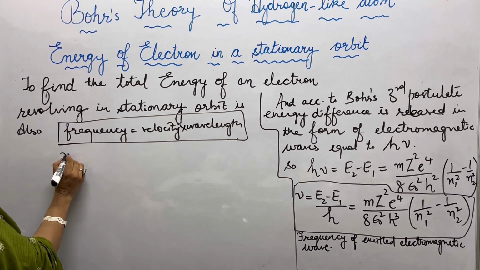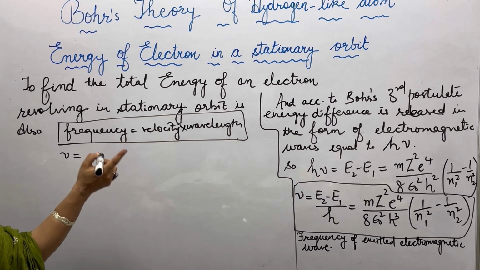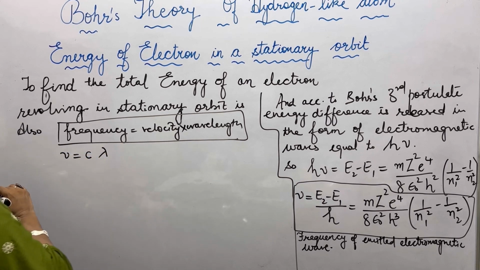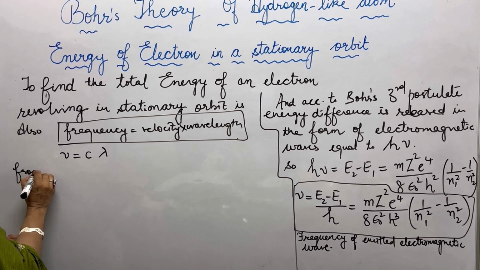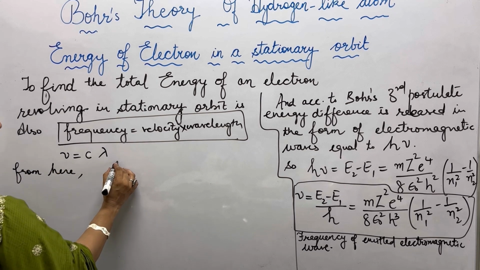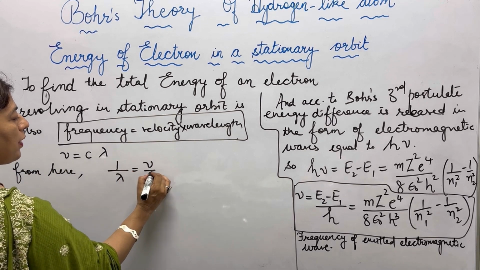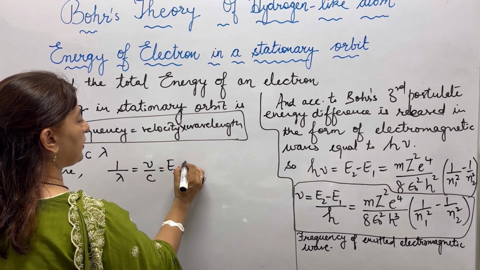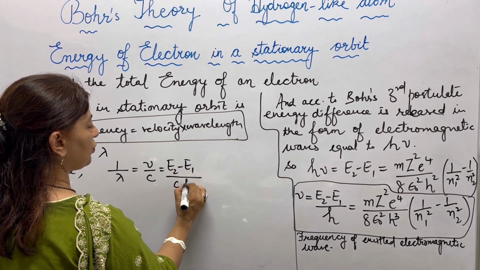So frequency nu is equal to velocity, since these are electromagnetic waves, move with the velocity of light, so that is c, and wavelength say denoted by lambda. From here we have 1 upon lambda is equal to nu by c. An expression for nu we have found out. This is equal to (E2 minus E1) upon c into h.